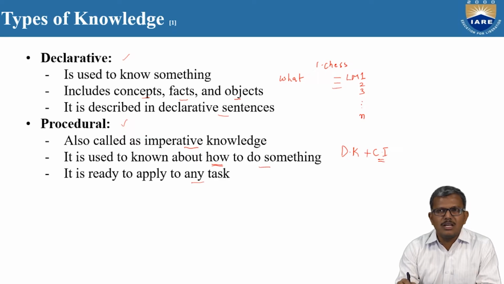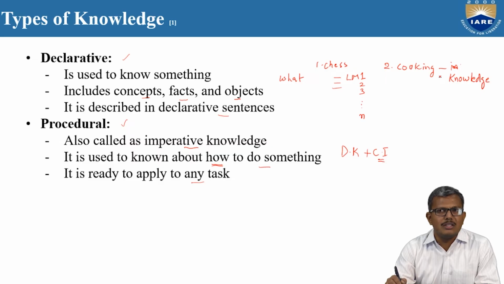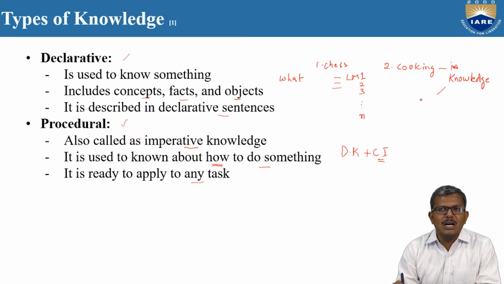Okay, right. Let us take one more example. The second example is about some kind of cooking. Our task is to cook something, some kind of food. So for cooking, you are supposed to have a certain kind of knowledge. If you want to make an AI agent cook something, then we are supposed to provide the knowledge to that AI agent. If it is declarative knowledge, then this knowledge is going to talk about what are the different ingredients we are going to make use of.